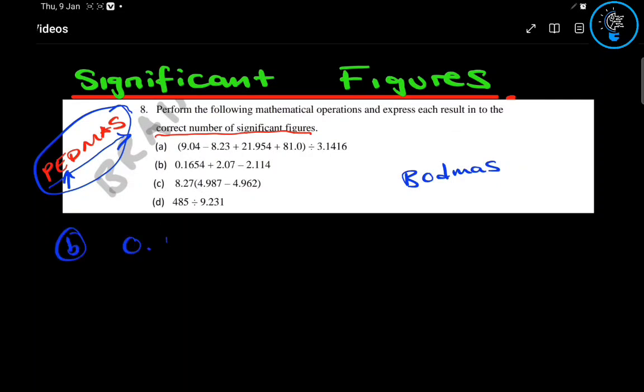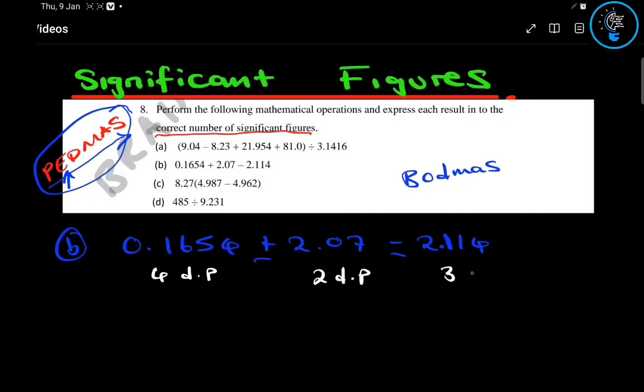So let's do B. So B states 0.1654 plus 2.07 minus 2.114. We have addition throughout, so we need to focus on the number of decimal places. So this one has 4 decimal places, this one has 2 decimal places, and this one has 3 decimal places. So when you perform your mathematical operation, we are going to ensure that our answer has 2 decimal places.